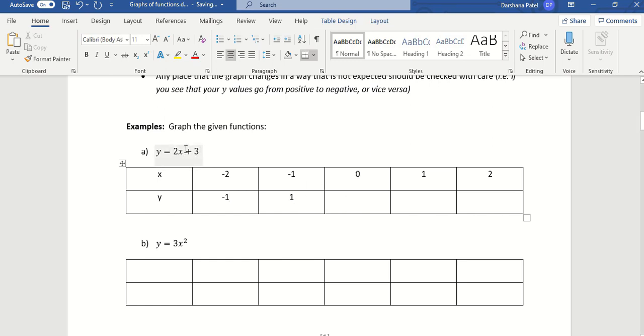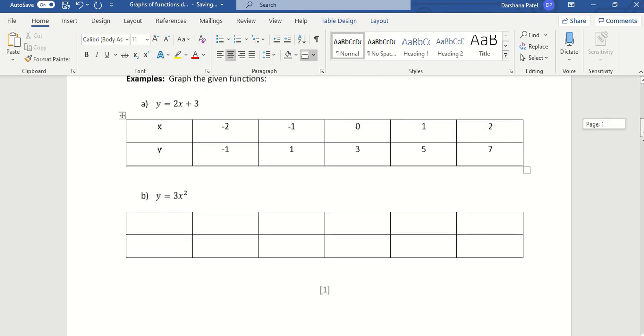Now we put 0 there. 2 times 0 is 0, plus 3 gives us 3. Substitute 1 there. 2 times 1 is 2, plus 3 gives us 5. Then substitute 2 there. 2 times 2 is 4, plus 3 gives us 7. Okay, now we will plot this.